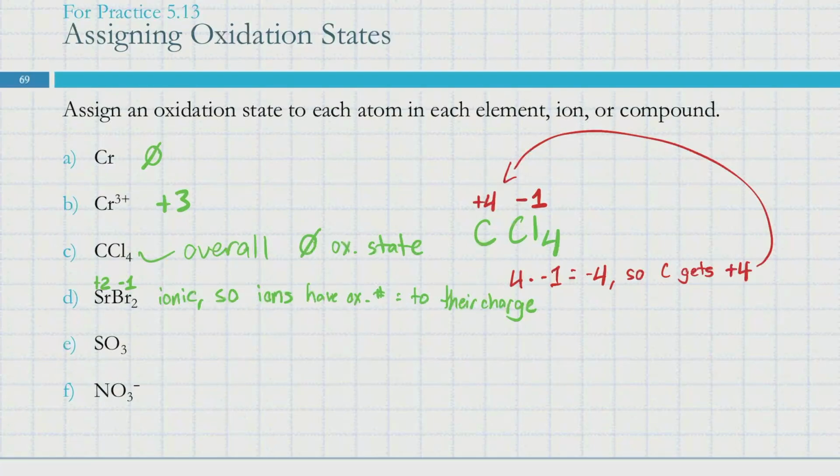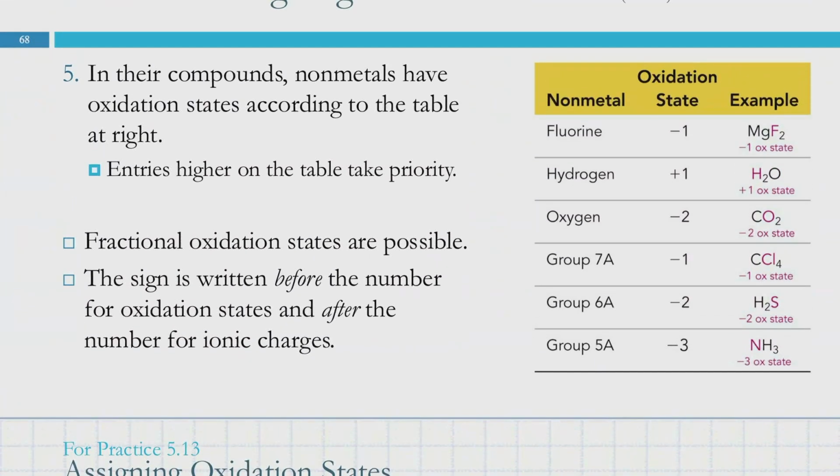SO3 is another neutral compound. Overall 0 oxidation number. So this means that we go to our list. Fluorine's at the top, then hydrogen, then oxygen, then 7A, 6A, 5A. We've got oxygen, and it's higher on the list than sulfur, which would show up in the 6A. Let's look at that so we can see it visually.